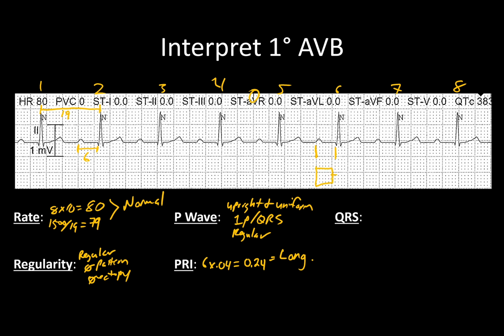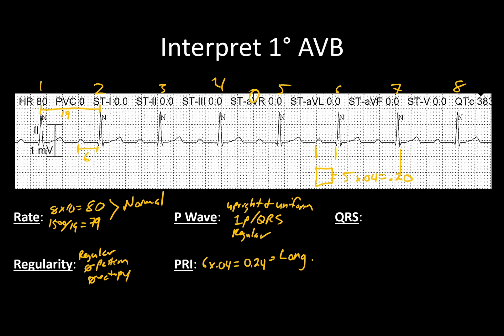Well, a large block is 5 small squares times 0.04 equals 0.20. So at that point, if your PRI is larger than one big box, then it's a first degree block. You don't even have to measure it. You can just eyeball it and say, yep, that's bigger than one large square. At that point, it's a first degree block.